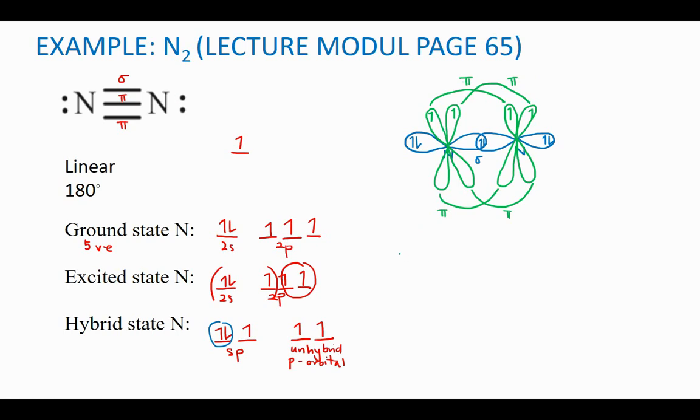Nyatakanlah. Okay, there is 1 sigma bond and 2 pi bond between the nitrogen atoms.